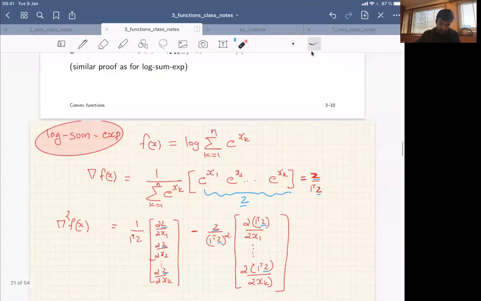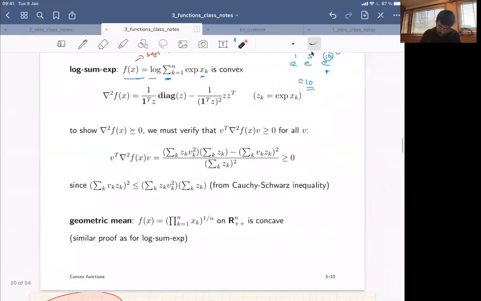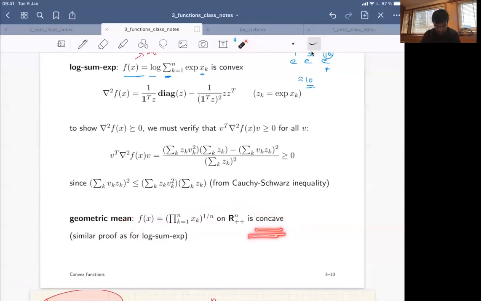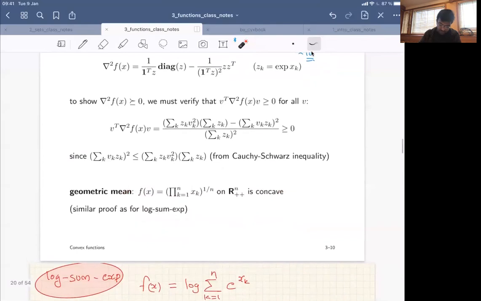Another guy is the geometric mean. This is a concave function. It has a similar proof that we are skipping now, but you can practice this or try to prove something similar.